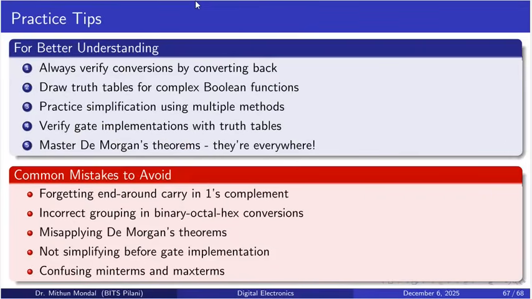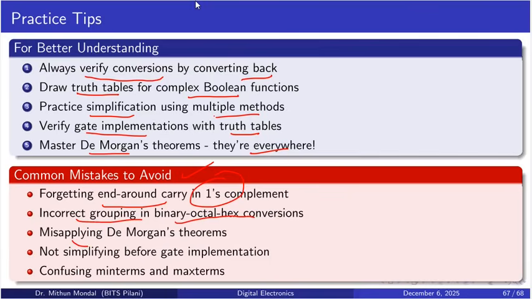So the practice tips are: for better understanding, always verify the conversion by converting back, draw the truth table for complex Boolean functions, practice simplification using multiple methods, verify gate implementation with truth tables, and master De Morgan's theorem. They are everywhere, you can see them in digital circuits. Some common mistakes to avoid are: forgetting the end around carry in 1s complement, incorrect grouping in binary, octal, and hexa conversion, misapplying De Morgan's theorem, not simplifying before gate implementation, and confusing min terms and max terms. So if you avoid these mistakes, you may be able to solve all the problems correctly.